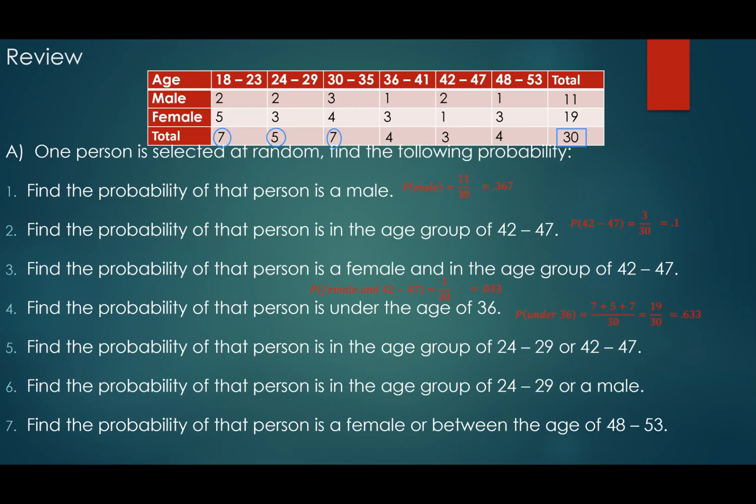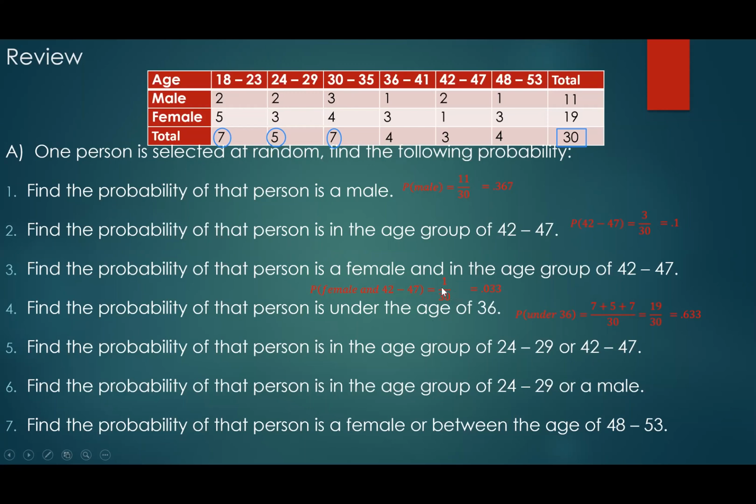Okay, so again, number 4, like I mentioned, is like a compound event. It's just that the way they write it, it is a simple event, in the sense that we're just looking for the people who are under the age group of 36. Now they could tell you, find the probability of the person who is in the age group of 18 to 23, or 24 to 29, or 30 to 35, right? It's the same question in that case.